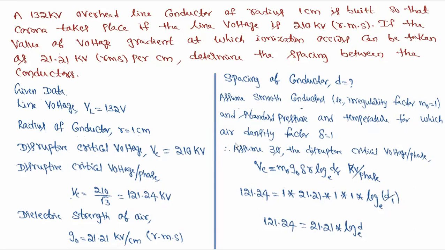We want to find out the spacing of the conductor. Now that is 121.24 equal to 21.21 times log d base e. By cross multiplication, the right-hand side multiplier goes to the left-hand side as division, that is 121.24 by 21.21 equal to log d base e. Now the value we are getting is 5.716, equal to log d base e.